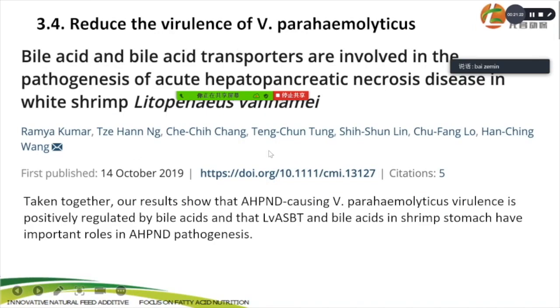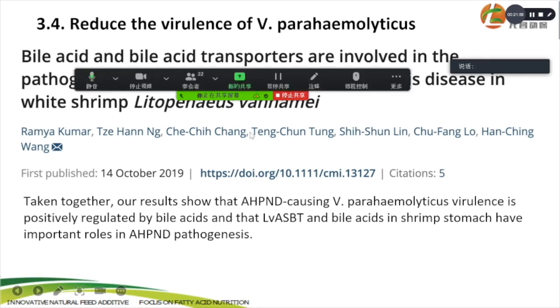Also, some researchers found bile acid can reduce the virulence of Vibrio parahaemolyticus. This is very common in seawater culture. Usually it will cause AHPND, acute hepatopancreatic necrosis disease, especially for vannamei, because through these trials, they found reduced virulence.